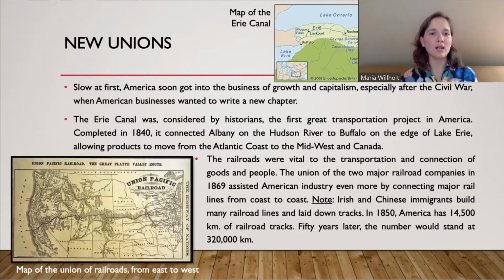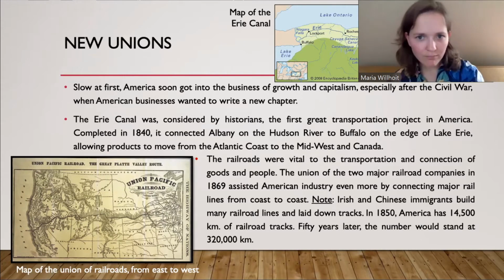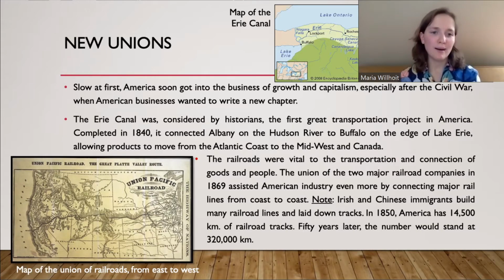Along with new technologies, we also have what I call new unions. And the two biggest things that happened, I would say, are the growth and creation of canals. These are man-made waterways that are created to help move goods from one area to another. So the Erie Canal is the most famous canal. Now canals are everywhere. We have one in New Orleans too. But the Erie Canal was the first.